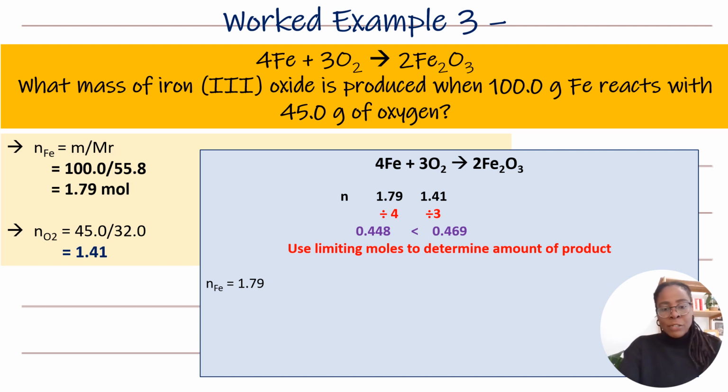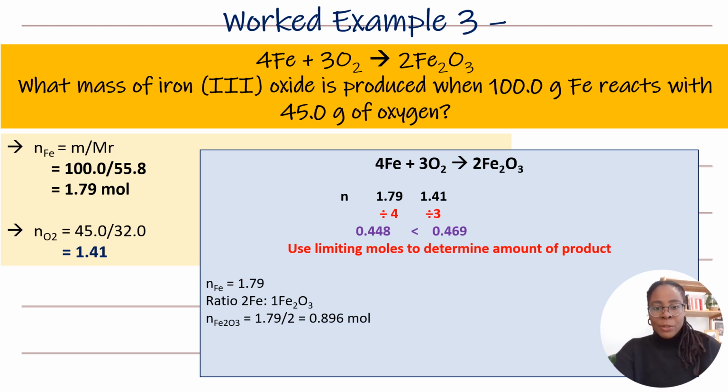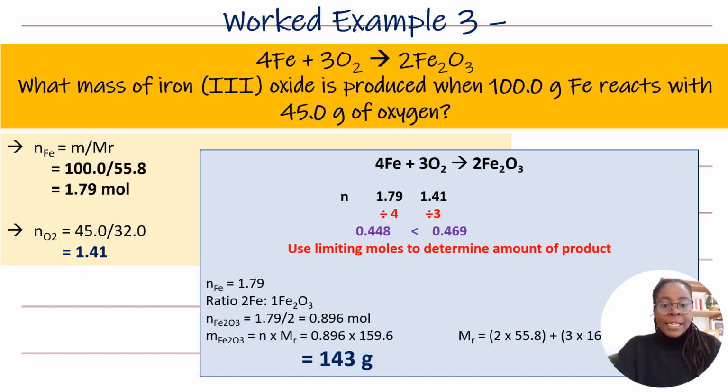So iron being our limiting reagent, moles 1.79. We use the balanced symbol equation. We see the ratio of iron to iron oxide is 4 to 2, which is the same as 2 to 1. So we'll divide that number of moles by 2 to get the moles of iron 3 oxide. Now to find the mass of iron 3 oxide, we do moles times Mr, and that gives us 143 grams. Answer given to 3 significant figures, as that's the least precise piece of data given in the question.